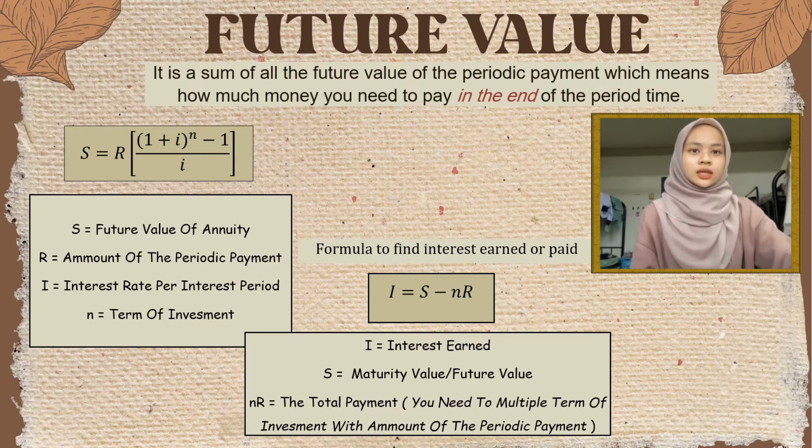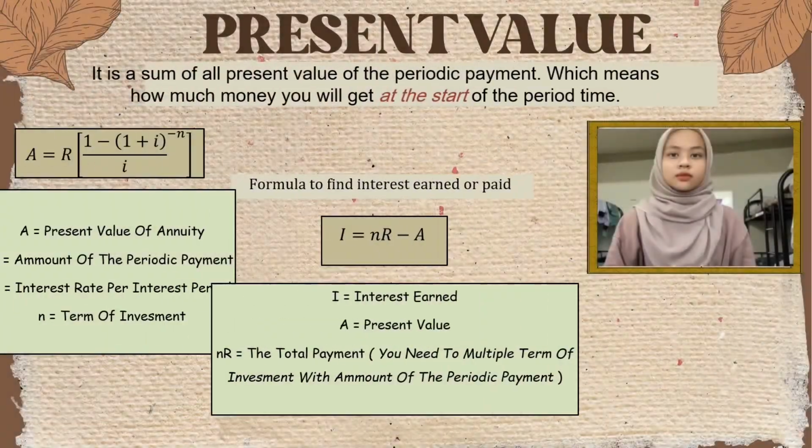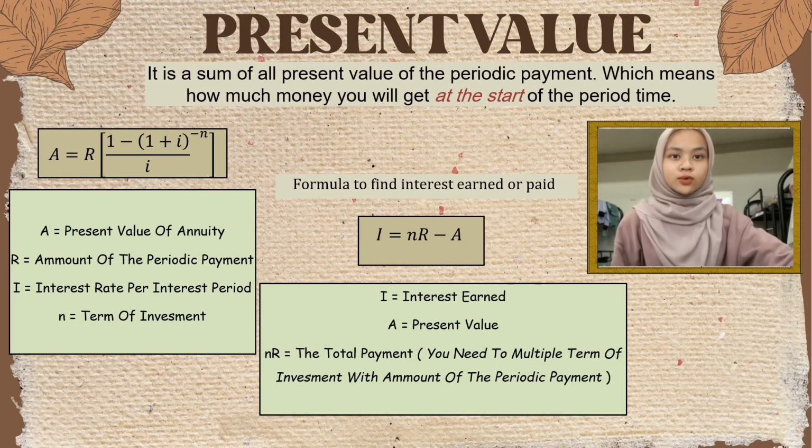If you want to find the interest earned or paid, you can use the formula I = S − NR, where I is the interest earned, S is the maturity value or future value, N is the term of investment, and R is the periodic payment. You need to multiply the term of investment with the amount of the periodic payment. Another one is present value.